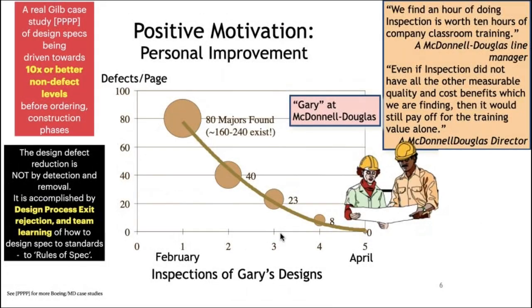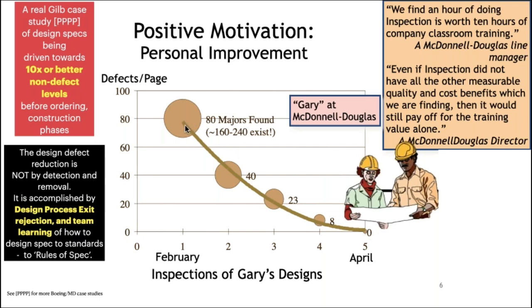Here's another example from my work at McDonnell Douglas and later Boeing, where really exactly the same thing is happening, except we're using aircraft engineering drawings. And Gary, who's a real engineer we got a sample from, he had 80 defects in his engineering drawing. You don't want those 80 defects to get into the airplane, of course. So close to zero defects is what they're looking for.